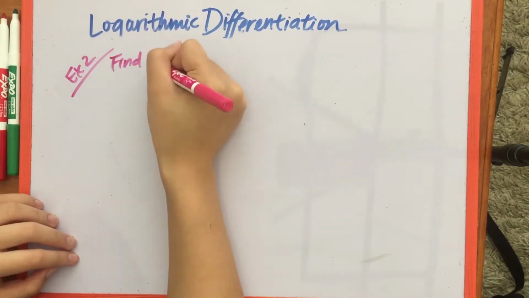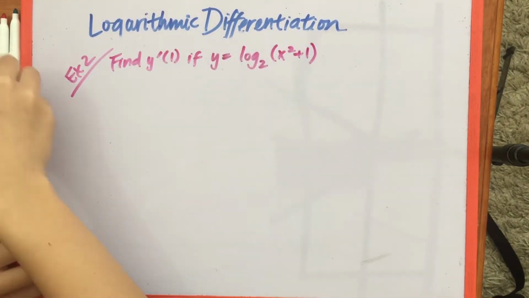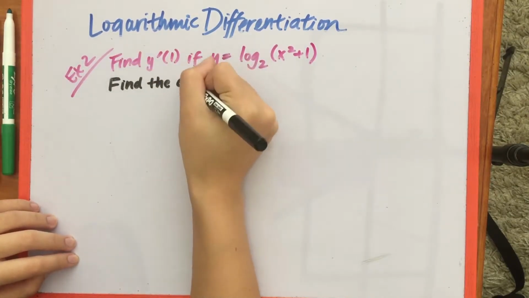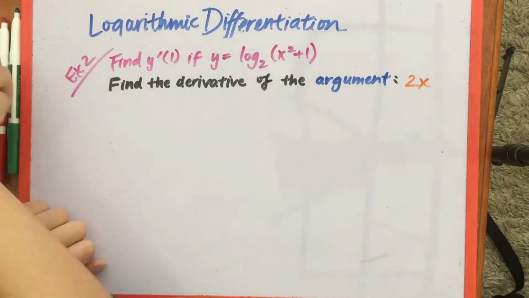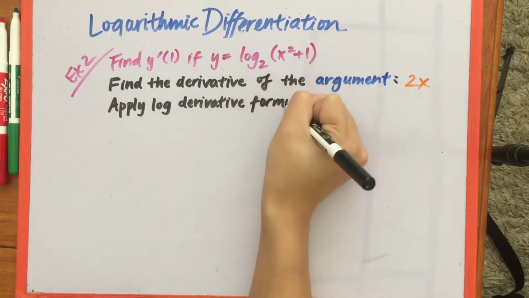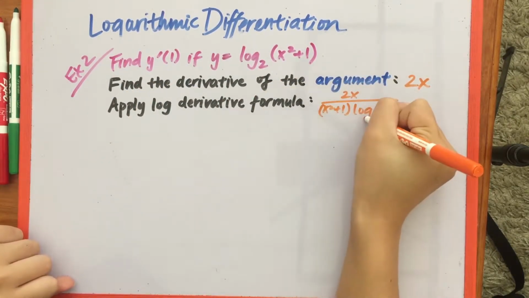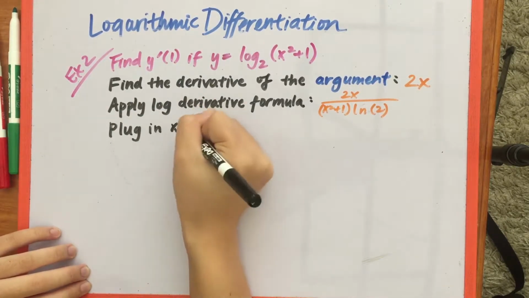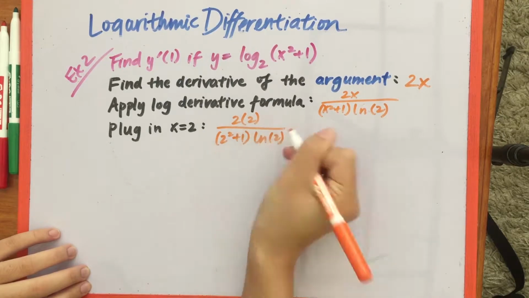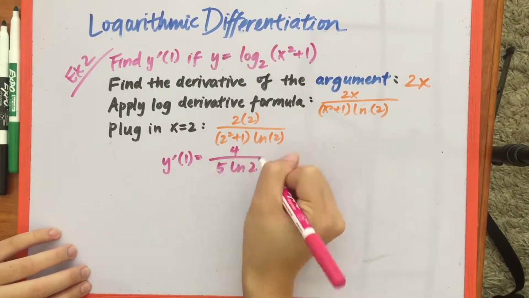If we have another problem, such as find y prime of 1 if y is equal to log base 2 of x squared plus 1, you have to find the derivative of the argument, which is 2x, and then apply the log derivative formula. And that leaves you with 2x divided by x squared plus 1 times ln of 2. Then you plug in x equals 2, and you're left with y prime is equal to 4 divided by 5 times ln of 2.